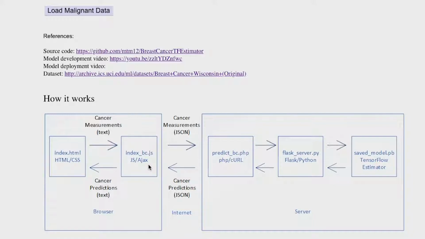index_bc.js. In index_bc.js, the JSON formatted probabilities are parsed and assigned to the inner HTML of a span to display on the web page. So let's take a look at the code.